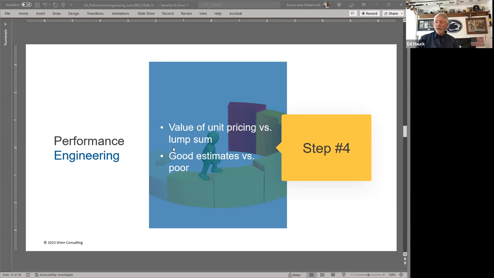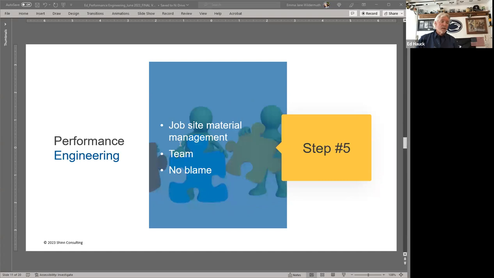So the next one is really about good estimates versus poor estimates. Usually the value of unitized pricing falls apart when I don't have good estimates, and you lose everybody's buy-in. So you have to have the best estimates. Step 5, job site material management. Okay, you have to understand, if I'm buying material, I now have to control it.